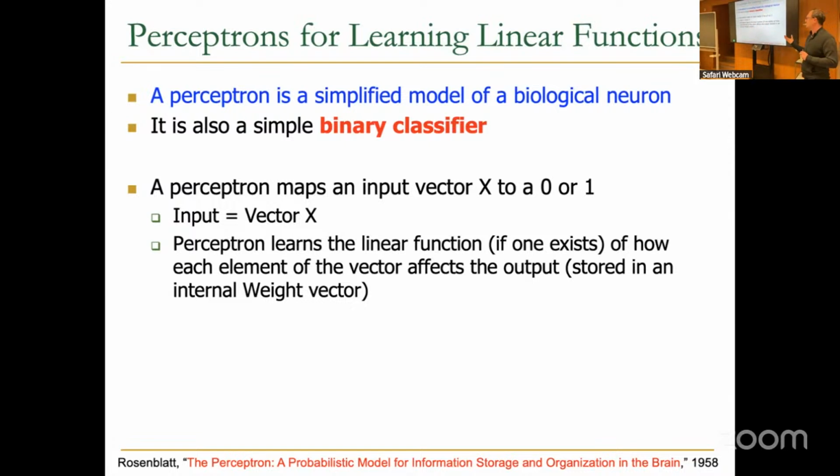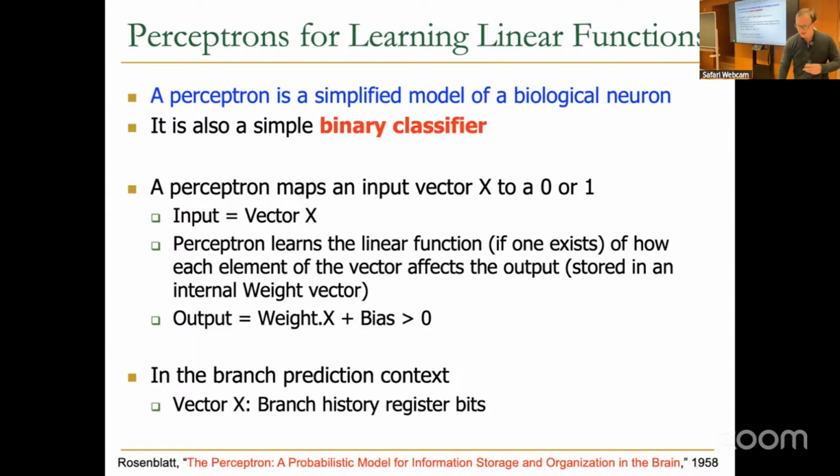Now this is starting to look like branch prediction. The input vector can be the global history register, and the output can be whether I should predict 0 or 1, taken or not taken. The weights essentially map to how each bit in the global history register affects the output, right? So you learn the correlations between that bit and the branch you're predicting. That's how you calculate the output: you multiply the internal weight vector that you learn with the input vector x. Then there's a bias also, but you could remove the bias; we're going to talk about that briefly. If it's greater than 0, you predict the branch taken. In the branch prediction context, the vector is the branch history register bits, and the output is the prediction for the current branch.